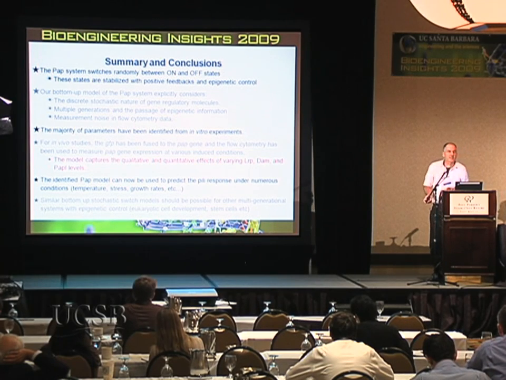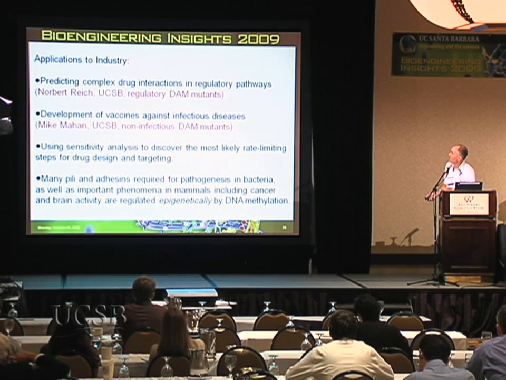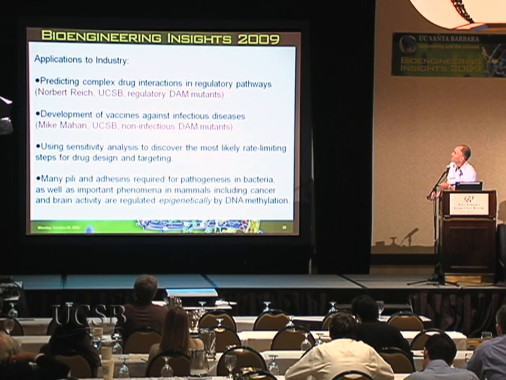The next step is to give them our mutants. We have about 300 different mutants that alter each of the steps of these, and each of the mutants has different switch frequencies, and we can ask them to make predictions, and that'll tell us if they really understand the model at the level that we need to be useful for biologists. Applications to industry for all this: predicting complex drug interactions and regulatory pathways. At least we're starting to understand a simple system, and you can see it's not that simple.